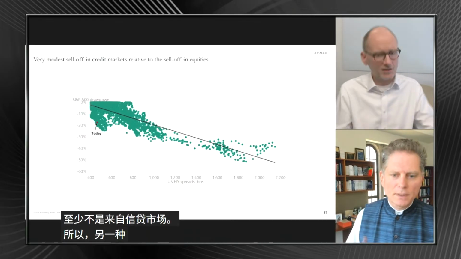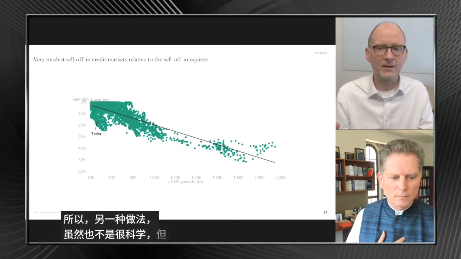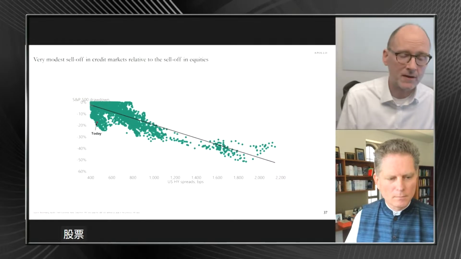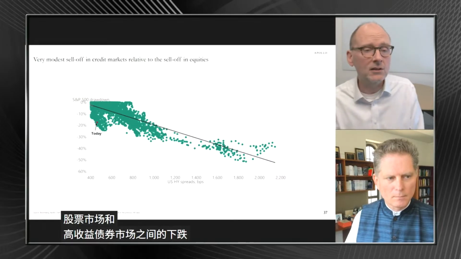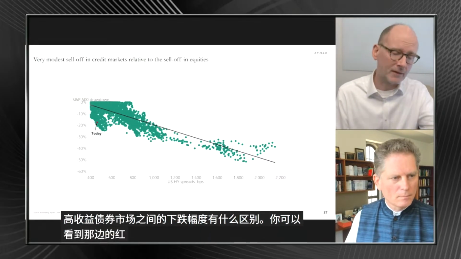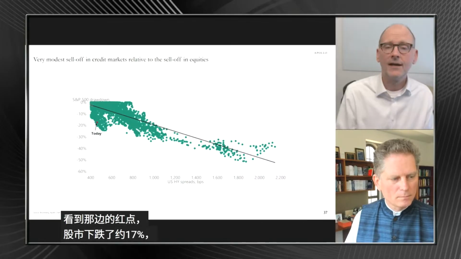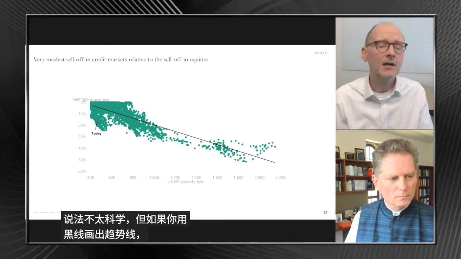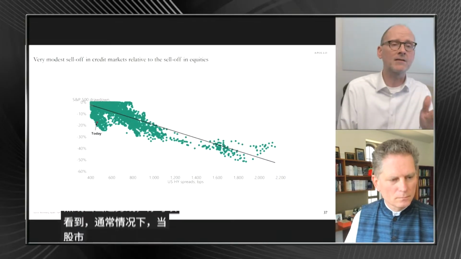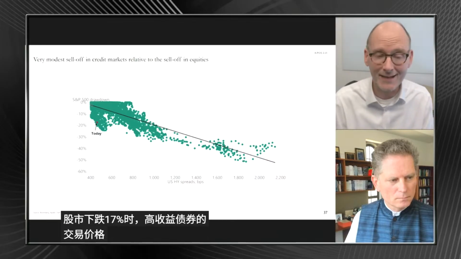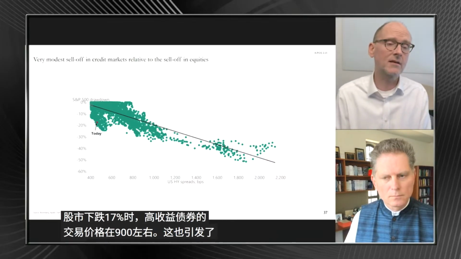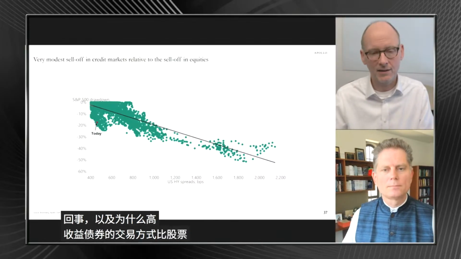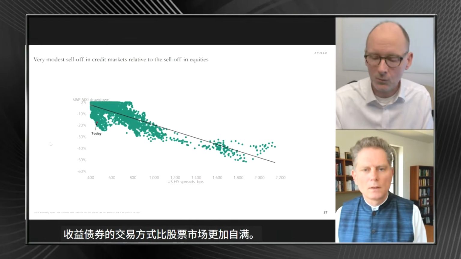So another way of doing this, and this is not particularly scientific either, is to try to figure out the difference between the drawdown in equities relative to the drawdown in high yield. You can see the red dot over there, the stock market is down around 17%. Again, in a not very scientific way, if you draw the trend line in the black line, you can see that normally when the stock market is down 17%, high yield is trading at like 900. So this also raises a lot of questions about what is the story and why high yield is trading in a more complacent way relative to how equities are trading.